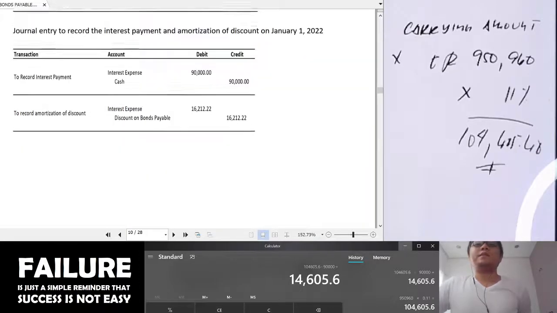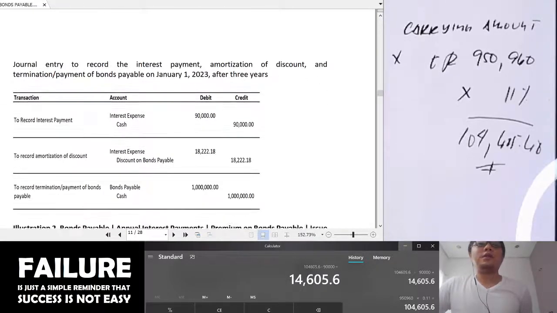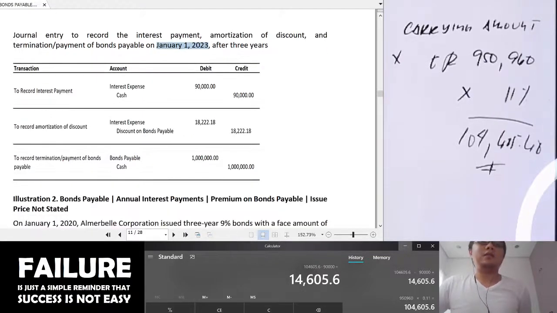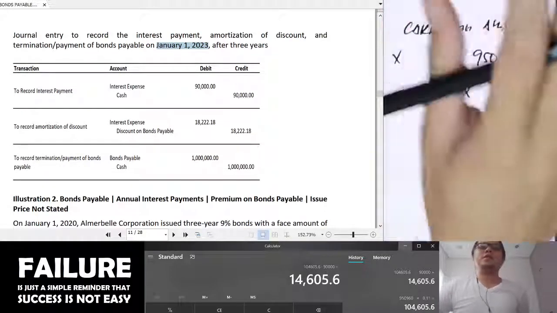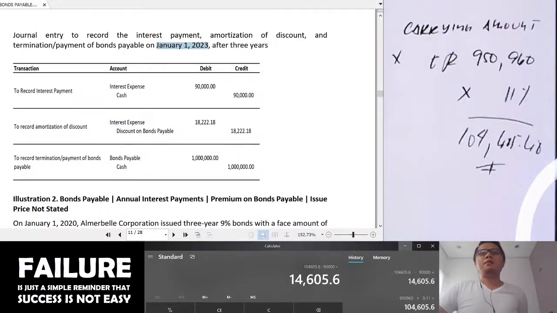So, yun. Okay? Then, kasi nga, ito na yung expiration ng term natin. On this date, mayroon na tayong payment na 1 million, which is to simply debit bonds payable, credit cash at 1 million. Di ba? Madali lang siya if alam natin yung concept ng present value and how to get the present value.